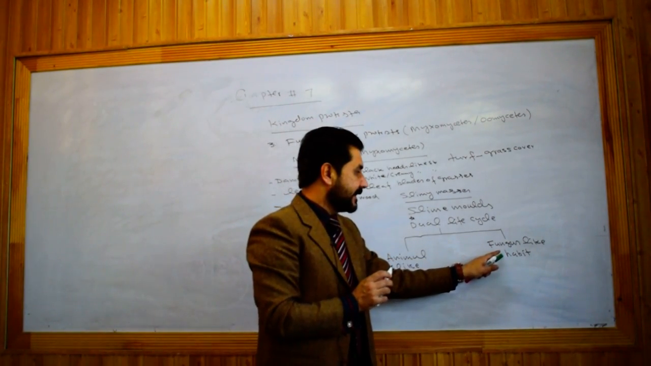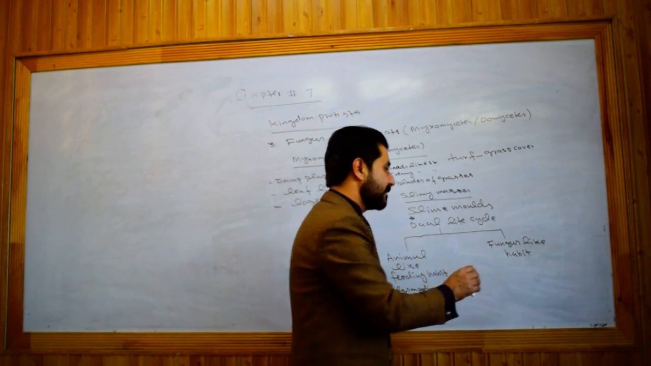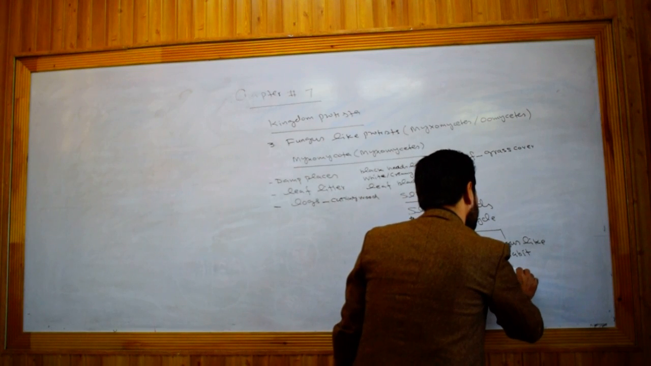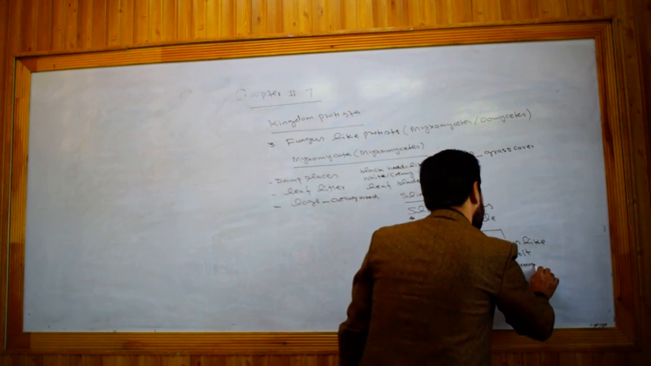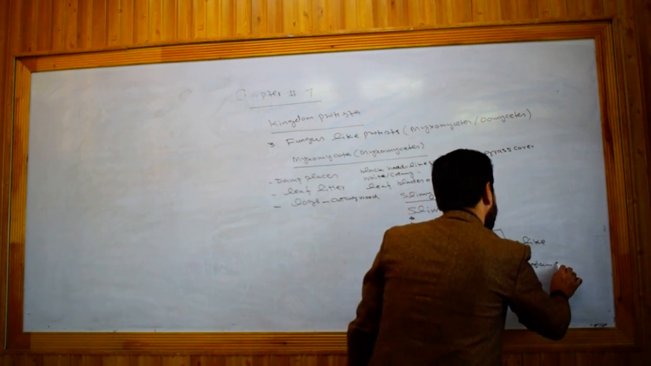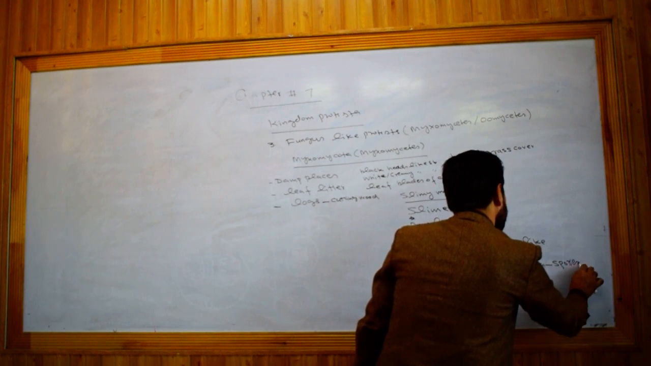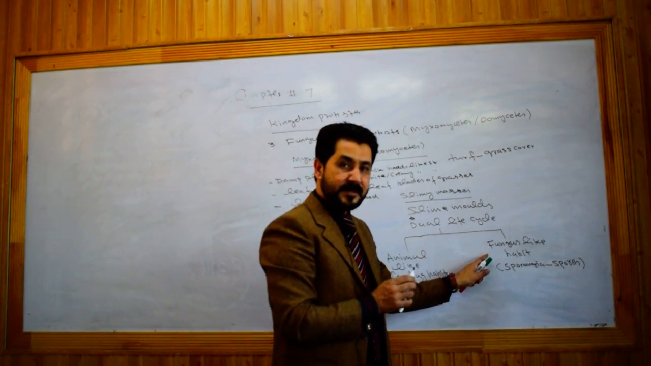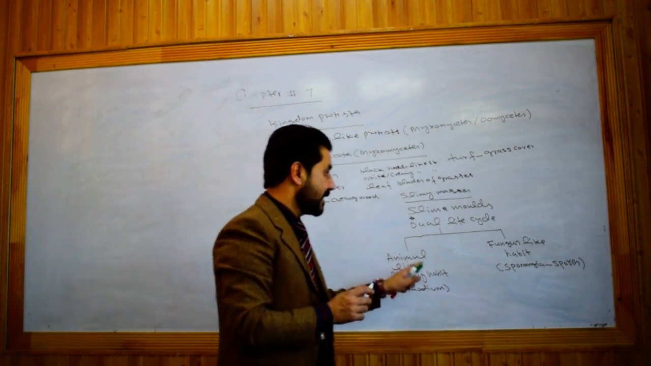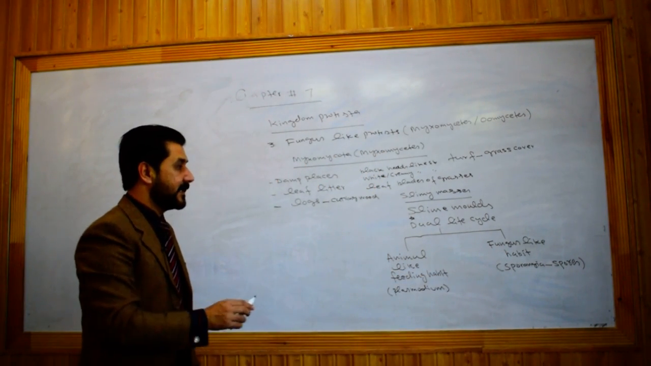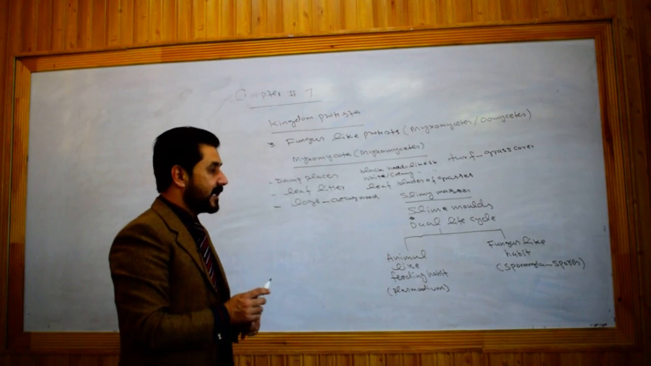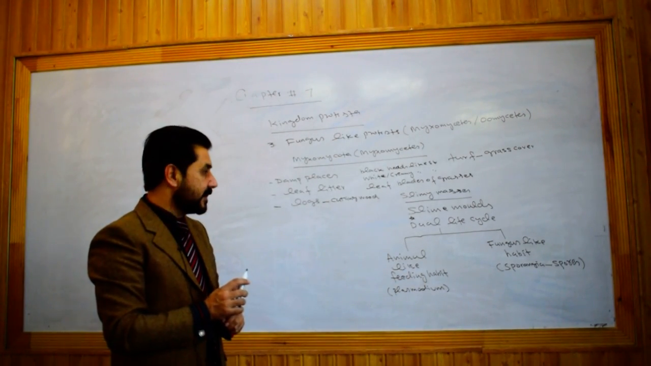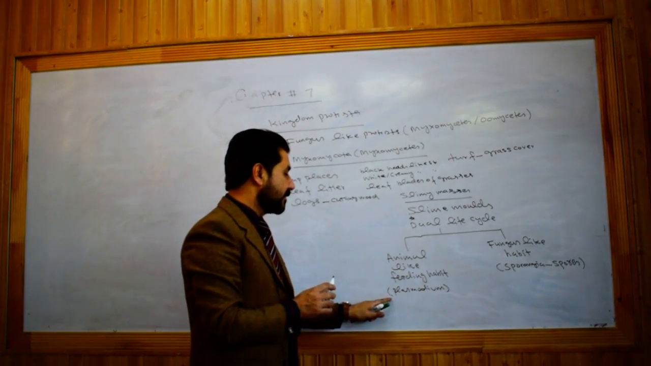On the other hand, they show a fungus-like habit because they produce what? Sporangia, and sporangia contain spores in them. So this habit indicates that they are fungus-like organisms. So the life cycle of these slimy molds is dual in nature. Dual in nature. Now what is Plasmodium?